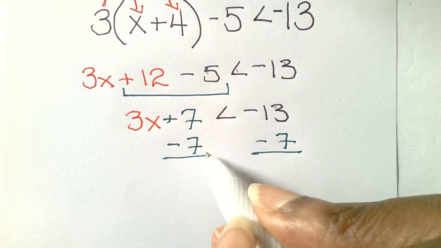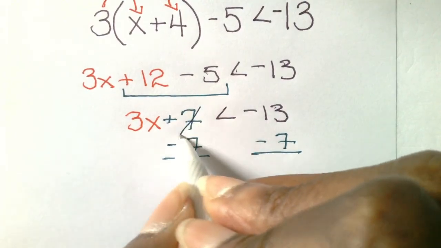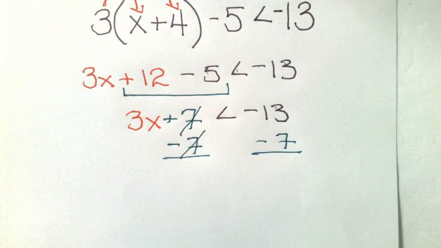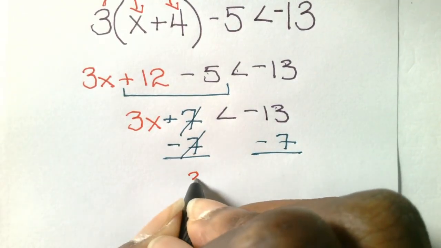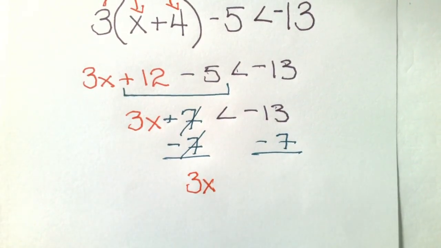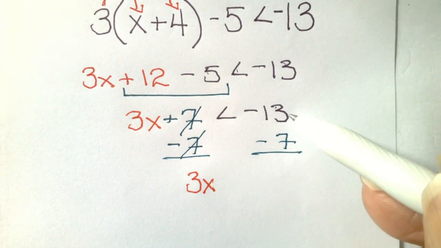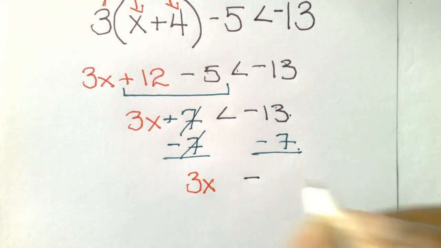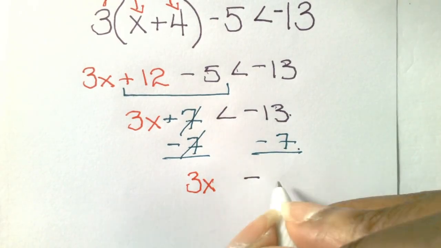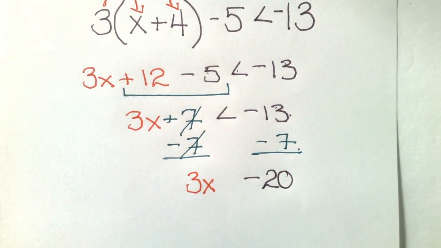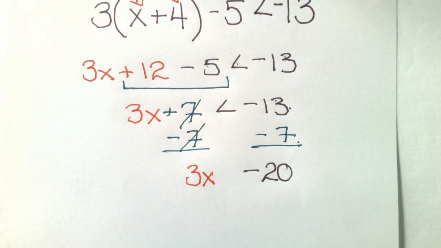So positive 7 plus -7 gives me a 0. I don't need to put the place value there for that 0 because I still have the 3x being represented on the left-hand side. Now, bringing down -13 plus -7, that means I'm still going to be in the negative, further down, which gives us a -20. So here's the question for you.